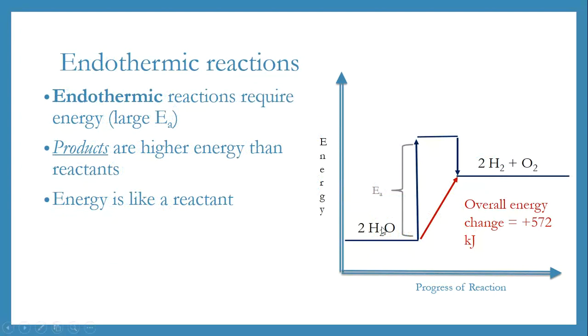Now, the opposite of that is an endothermic reaction. I took water and hooked it up to a battery to make H2 and O2. So for water to get all the way up to H2 and O2, you got to put energy in. Water is of lower energy than the H2 and O2. So to get up the hill, you got to put some energy in, and you're going to have a large activation energy in this case. It takes a lot of energy to get up here. Products are generally higher than the reactants, and energy is like a reactant. You have to add energy to get up that hill.